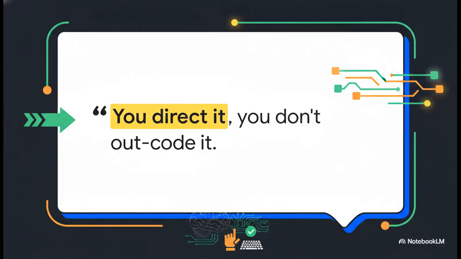And that perfectly captures our core philosophy for today. You direct it, you don't outcode it. When you vibe code, you're not trying to type faster than the AI or memorize every single line it spits out. Instead, you're acting as a senior developer. You are directing a tireless, eager, but let's be honest, occasionally wrong AI junior developer. Your job is the judgment. The AI's job is the typing.